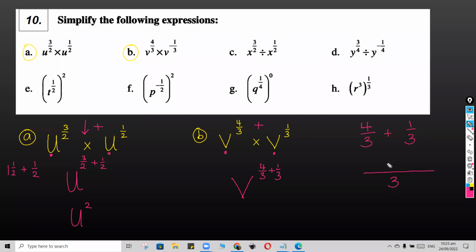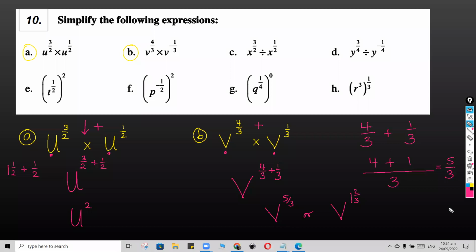3. 3 into 3 is 1. 1 by 4 is 4. 3 into 3 is 1. 1 by 1 is 1, right? Won't we get 5 on 3 here? So the answer will be V to the power 5 on 3, or if you want to put it in mixed fractions, V to the power 1 and 2/3. Any way you want to put it, right?